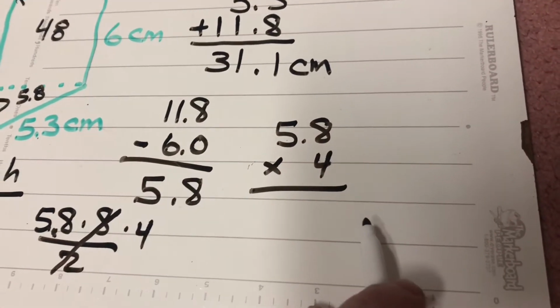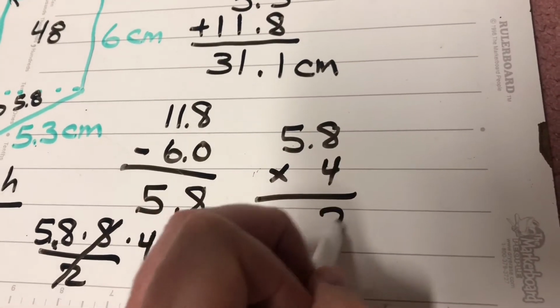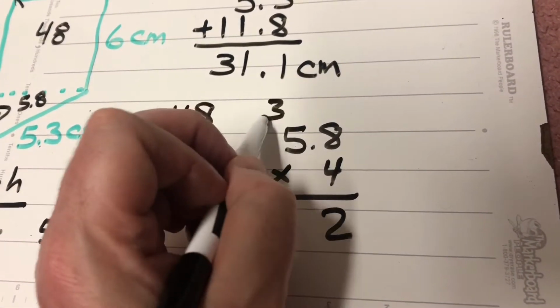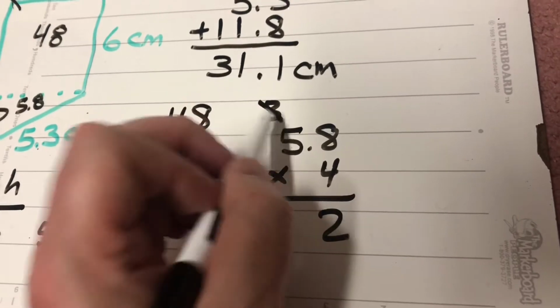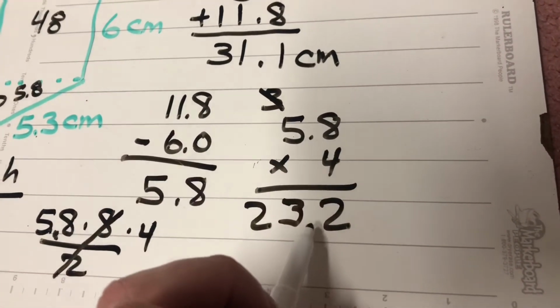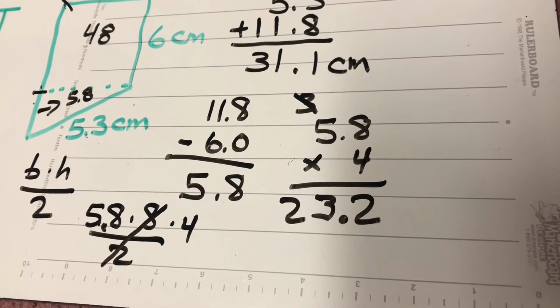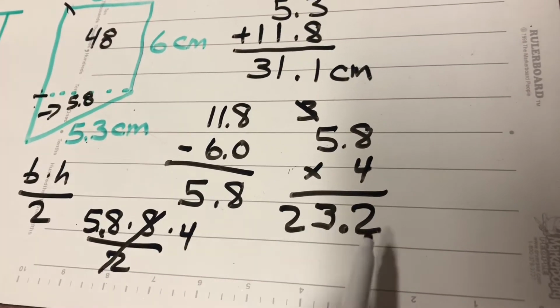Place values do not need to be lined up when I'm multiplying decimals. 4 times 8 is 32. Put the 2 down, carry the 3. 4 times 5 is 20, plus 3 is 23. 1 digit after the decimal in the problem, 1 digit after the decimal in the answer. I get 23.2, 23 and 2/10.